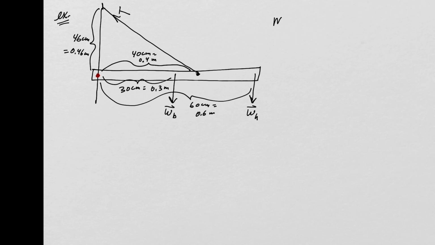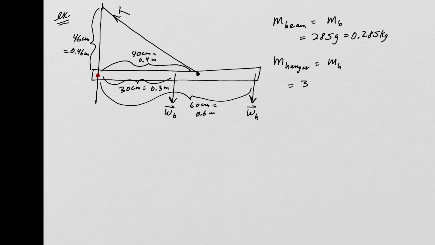Let's say we're given the mass of the beam, which I'm calling MB. Let's say that is equal to 285 grams. So immediately you want to convert that to kilograms. It would be 0.285 kilograms. Then say the mass of the hanger, which I'm just going to call MH, is 365 grams. So that's going to be 0.365 kilograms. And given all the information, we want to find T, the tension.